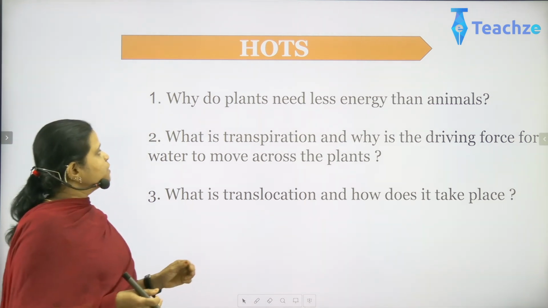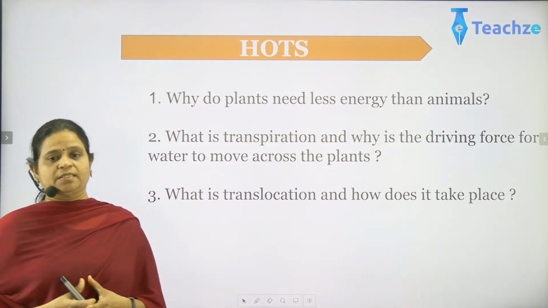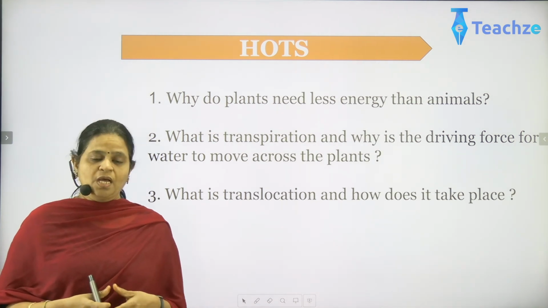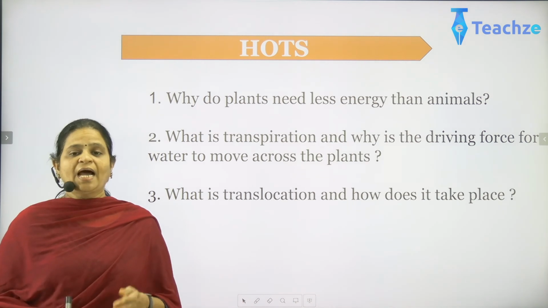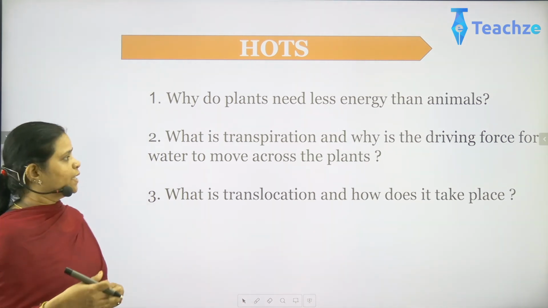Now, coming to understand why do plants need less energy than animals? We have already understood that plants will not move. They do not have energy requirements as such to move from place to place, and so the energy levels will always be less as compared to that of animals.